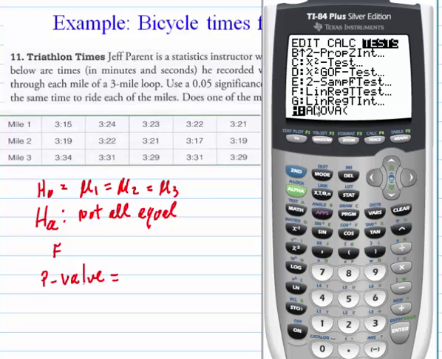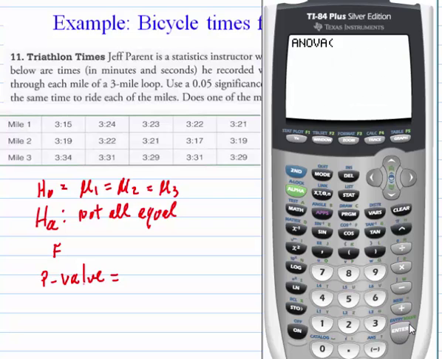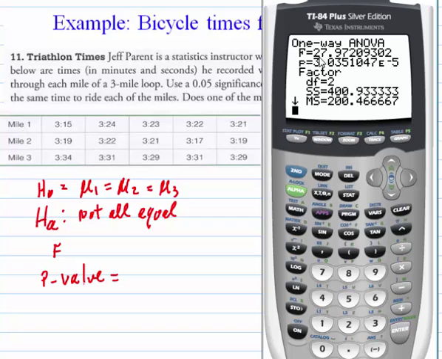So very simply, we now go to stats and tests. We go up from the bottom. We have ANOVA at the end. We say enter, and then we just say second L1, comma, second L2, comma, and second L3, close parentheses, drum roll, and we get an F statistic, which is 27.9, but that doesn't mean much to us. A p-value does, and you don't have to worry about all this other stuff. P-value is 3.0 times 10 to the minus 5.